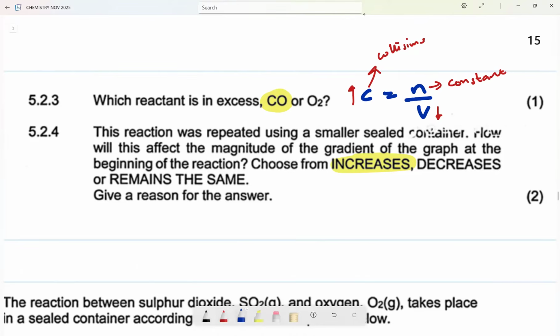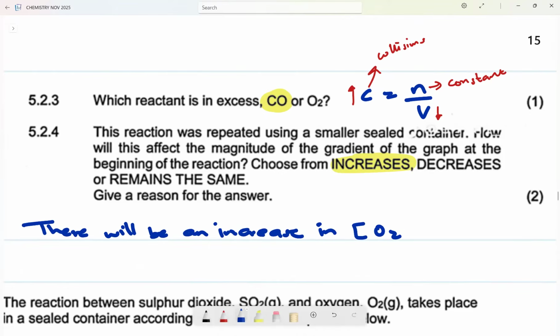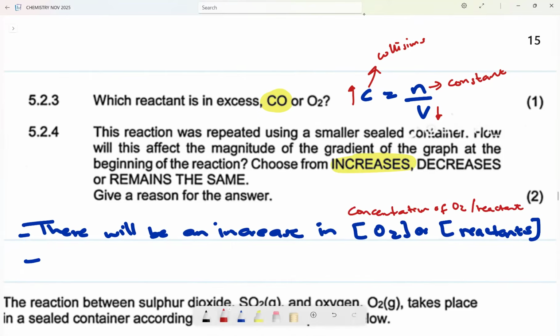Why? Because there will be an increase in concentration of O2, or concentration of the reactants. By the way, this bracket means concentration. So when there is an increase in concentration, you know there will be more effective collisions. Even though you're not required to come here, what you're supposed to know is that there will be an increase in concentration when you decrease the volume. So it will increase.